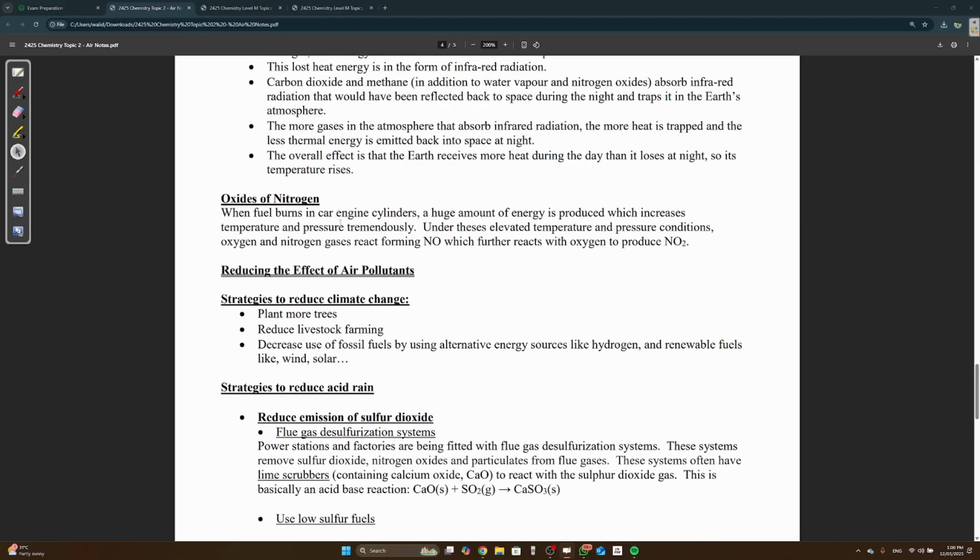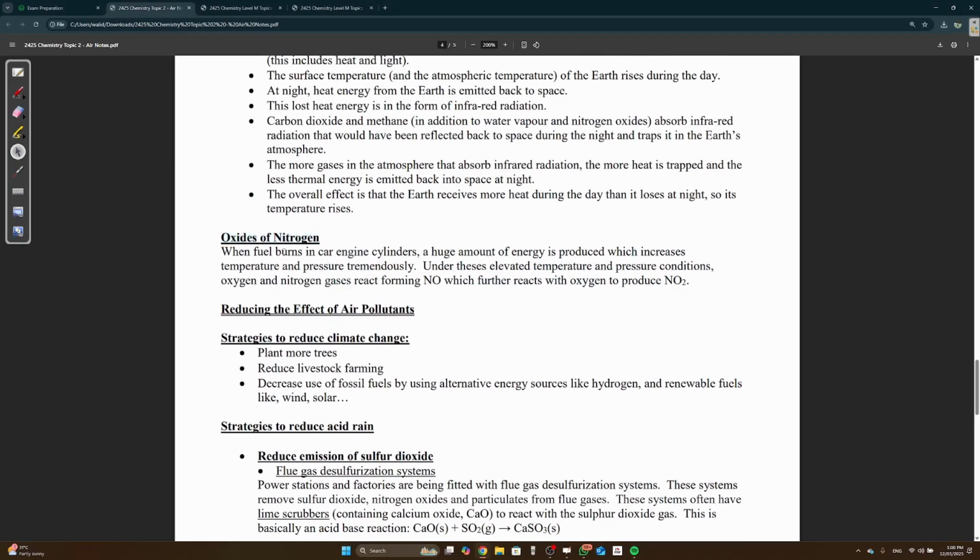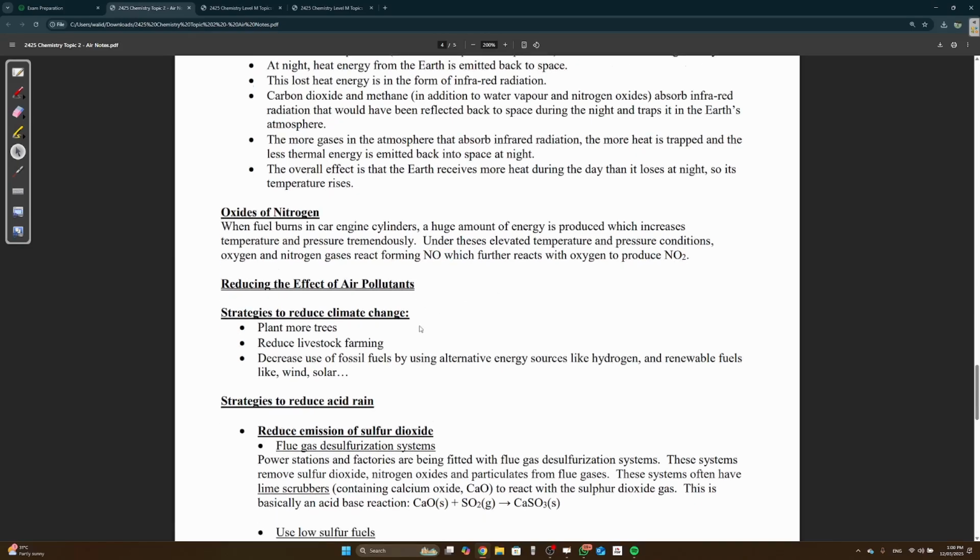When fuel burns in car engine cylinders, a huge amount of energy is produced, which increases temperature and pressure tremendously. Under these elevated temperature and pressure conditions, oxygen and nitrogen gases react, forming NO. Okay, memorize this. Again, there's nothing for me to explain, but you should know where the oxides of nitrogen come from. They come from the car engine. The car engine has high pressure, high temperature, so that's how you get NO and NO2.